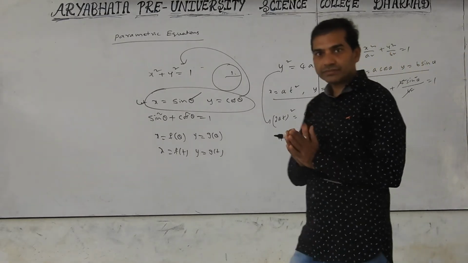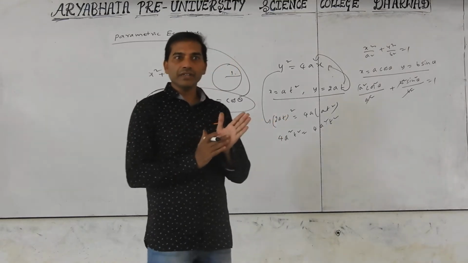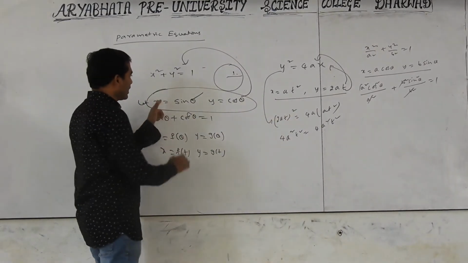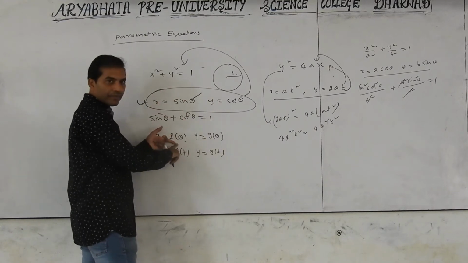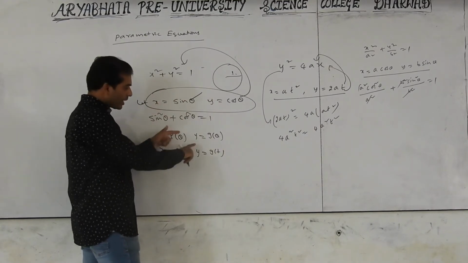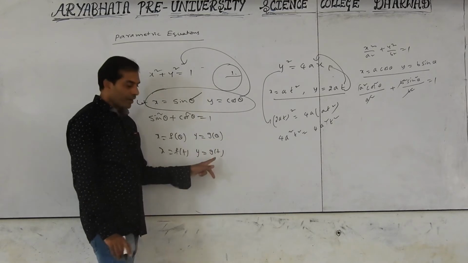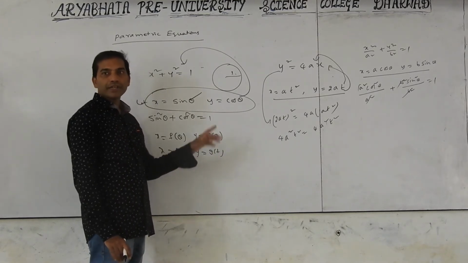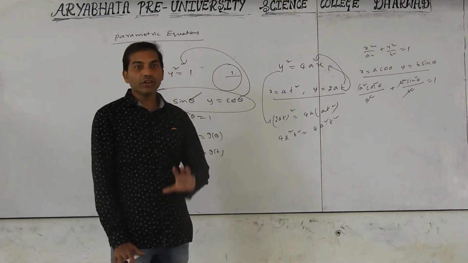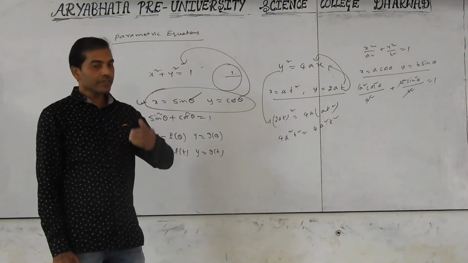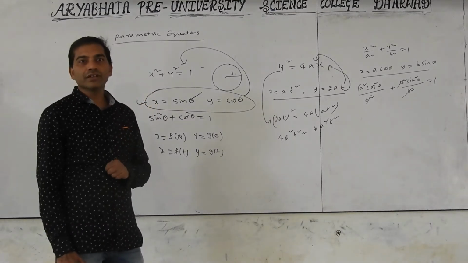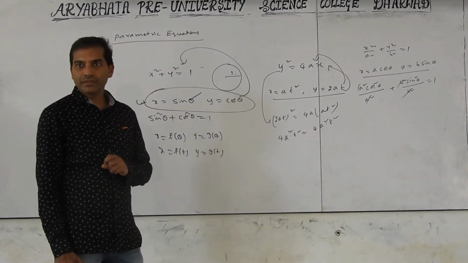Parametric equation means there is a relation between x and y in the form of x equal to f of theta or f of t, y is equal to g of theta or g of t. This is said to be a parametric equation. It is the equation involving a third variable. There are three variables. Such an equation is called a parametric equation. Understood?